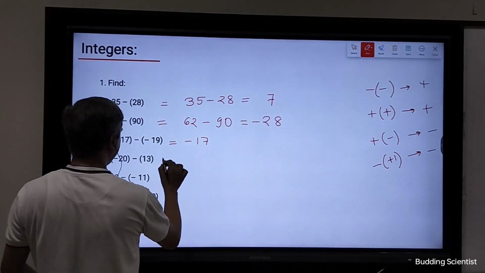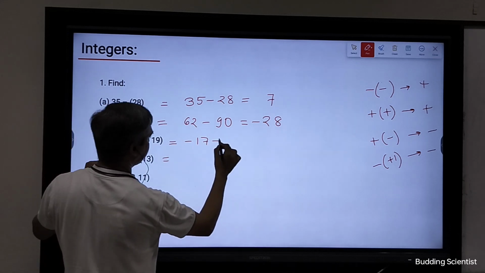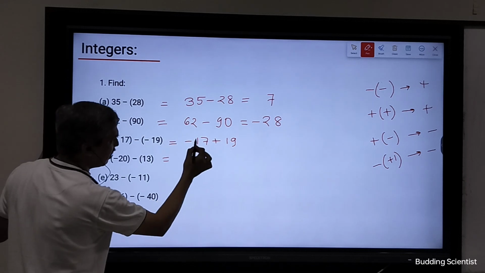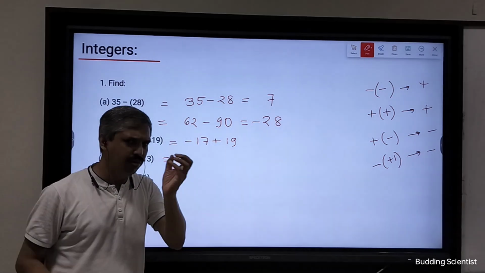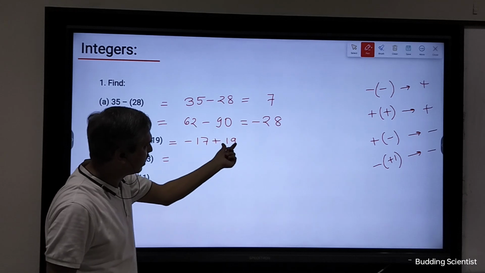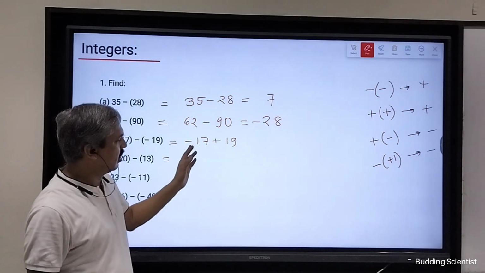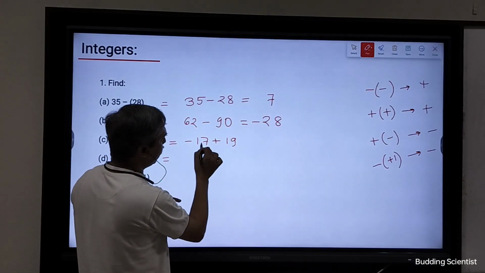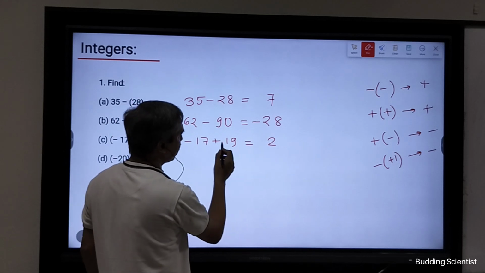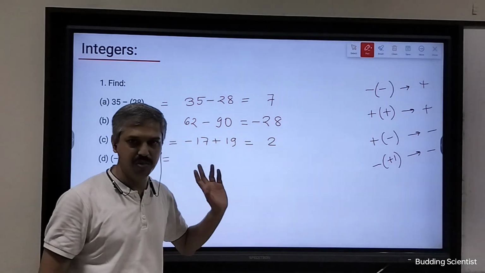So we get this is equal to minus 17 minus minus, so plus 19. Minus minus became plus. Minus 17 plus 19. Again, back to the same logic. We have one number 19, second number 17. The bigger number is 19. Subtract the smaller number from the bigger number. So we have 19 minus 17 is equal to 2. And the sign of this shall be the sign of the bigger number, that is plus. So we could write plus 2 or we could simply write 2.